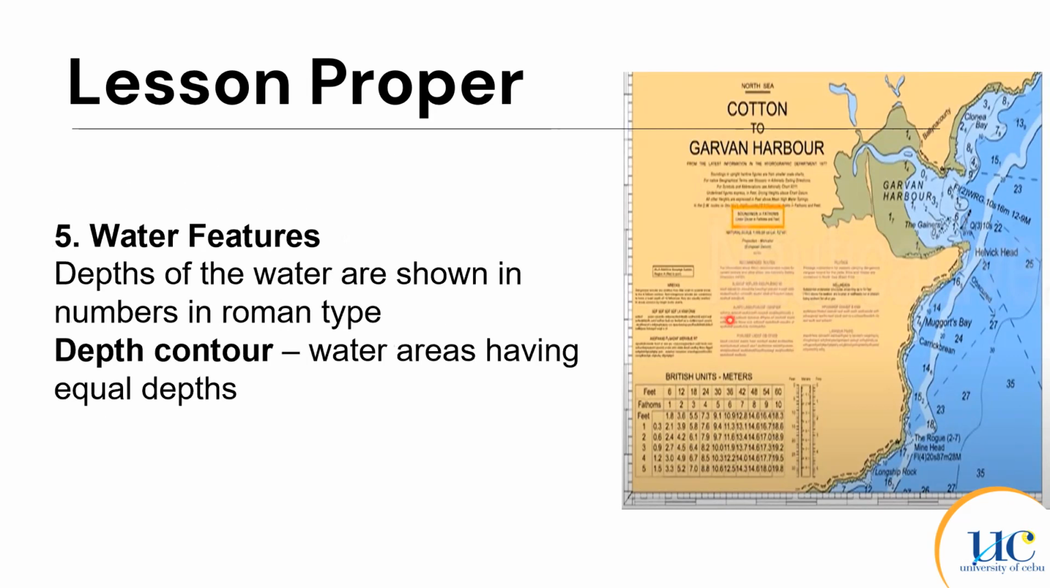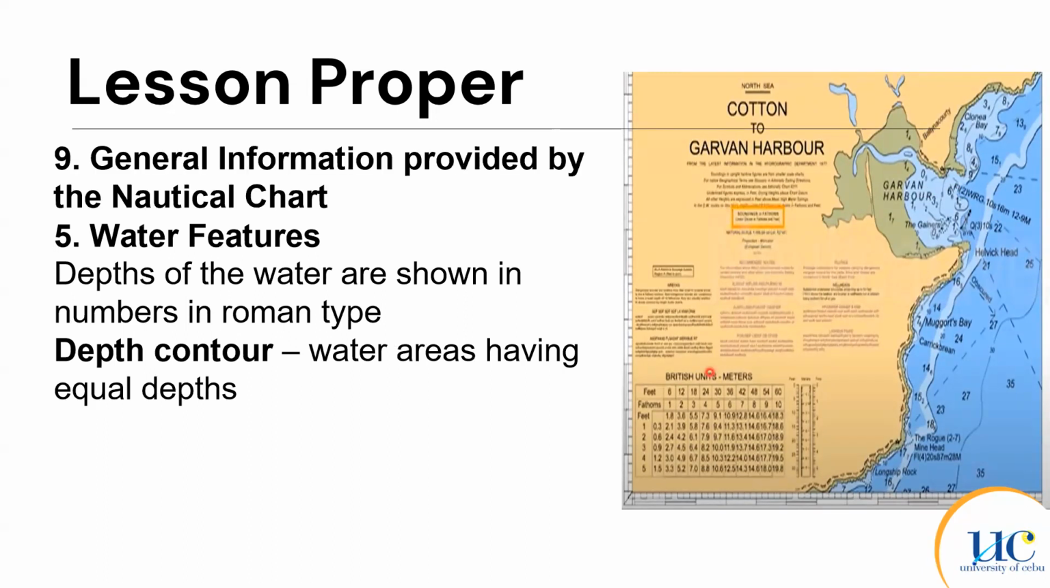So water features, depths of the water are shown in numbers in Roman type. Depth contour, water areas having equal depths. So sama na ning na mga let's say kani class. Kita mo na ni. This is a depth contour. Makita kani 20 meters yun na siya class. So kani mo maagian tanang kung imo ni subayon yun nga siya 20 meters siya ang iyang depth. Okay? Beyond that, pwede 23, pwede 22, 21 and kanang padong sa yuta mo na siya ang kanang mga 15.1, so shallower siya, no? Mo na siya iyahang mga depth contour, no?